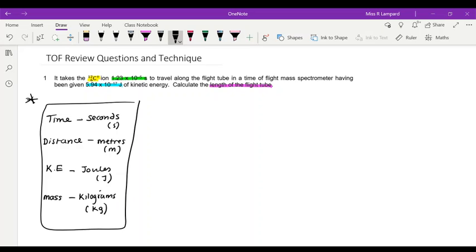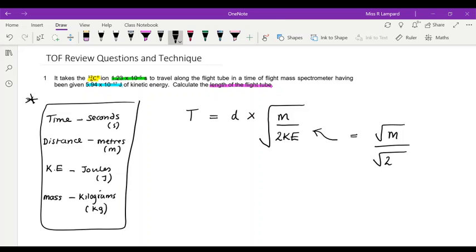So I've previously introduced you and derived the following equation, that the time of flight of an ion is equal to the distance times the square root of the mass divided by 2 times the kinetic energy. And of course, you might just want to note here that this is equal to the square root of the mass divided by the square root of 2 times the kinetic energy. Okay, that's what that term means there.